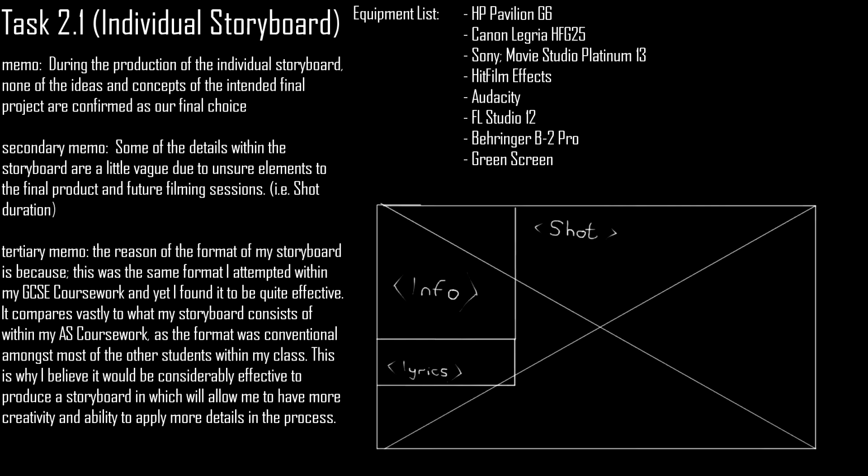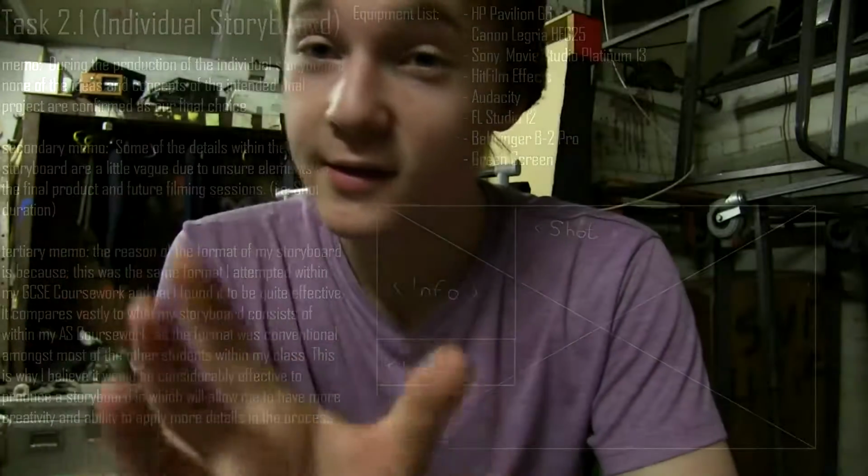The second memo is that some of the details within the storyboard are a little vague, and that's purely intentional, because I don't want to set anything in stone. When I'm editing, I tend to freestyle quite a lot. It just seems more effective that way.